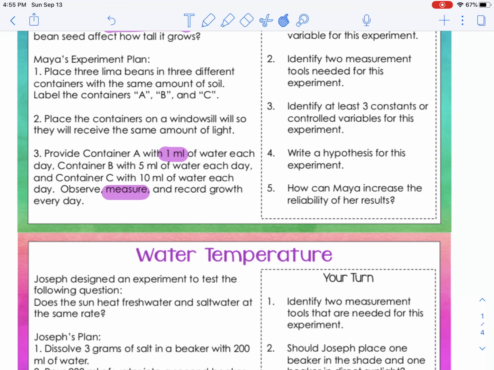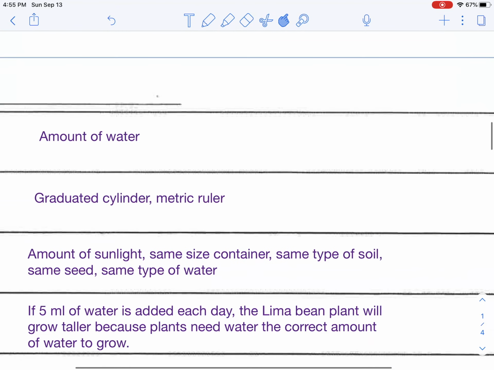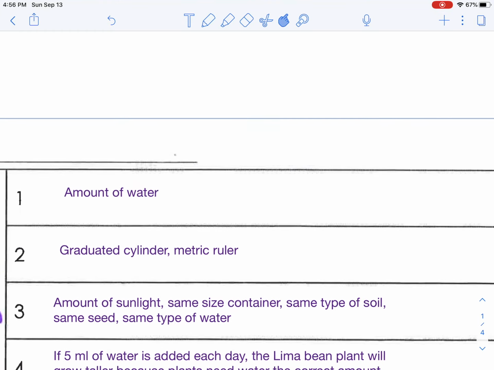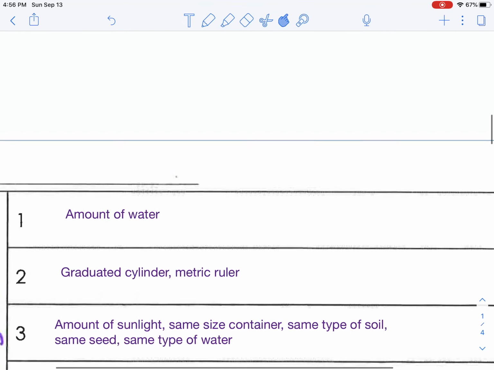Identify at least 3 constants or control variables for this experiment. So we need to have the same amount of sunlight, the same size container, the same type of soil. I talked about how they put the same amount of soil in, but we need to have the same type of soil. We need to have the same seed, and we need to have the same type of water that is being added.